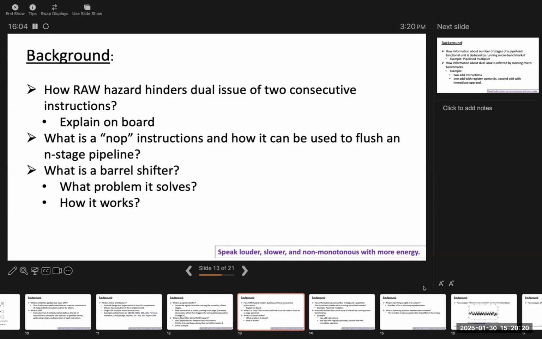Okay, NOP instructions. NOP stands for no operation. If it is doing no operation, then why do we even need it? It is doing nothing, right? Sometimes we need to do no operation because we need to flush the pipeline.